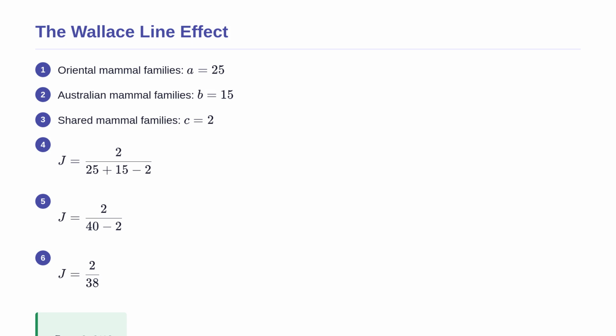Substituting the values, our numerator is 2. The denominator becomes 25 plus 15, which is 40, minus 2, giving 38. 2 divided by 38 yields a final answer of 0.052. This translates to just a 5.2% similarity, showing massive biological isolation.